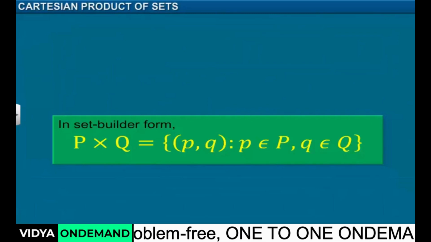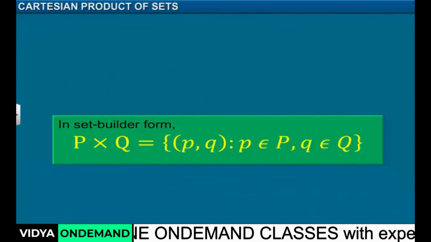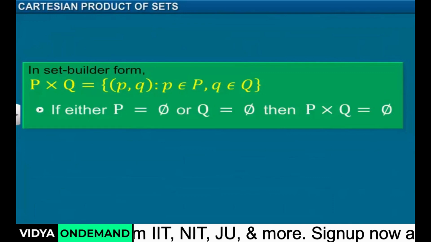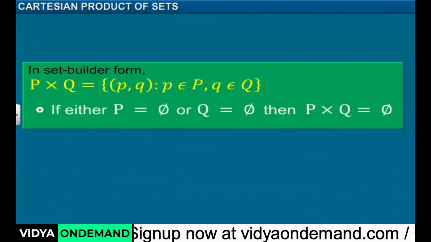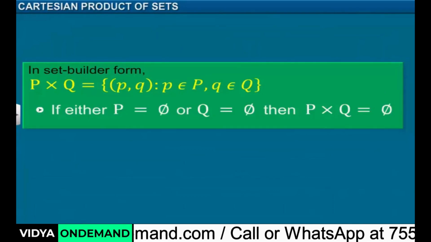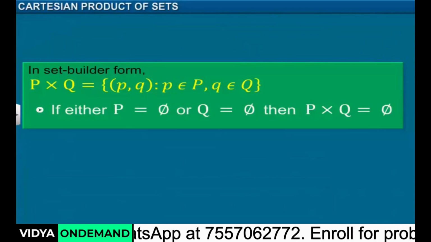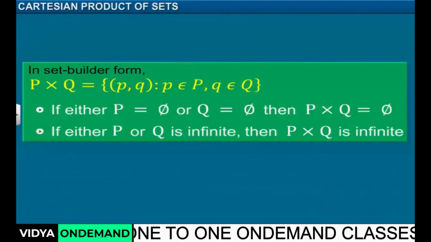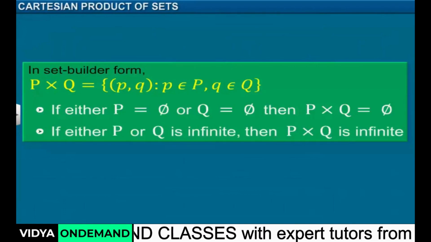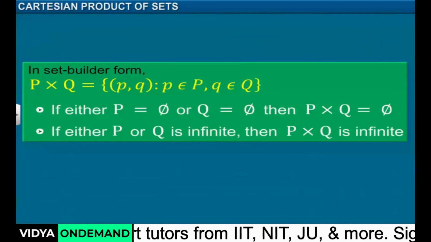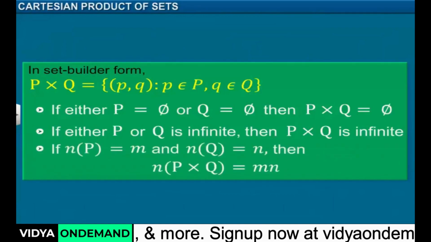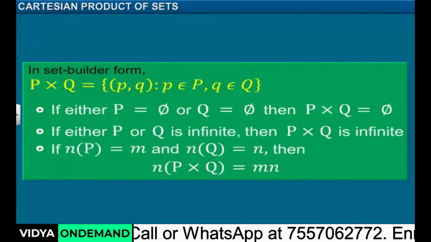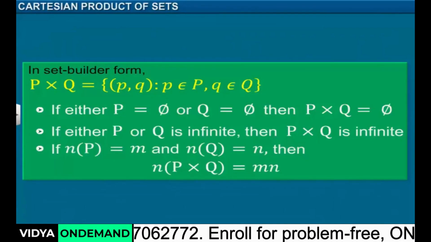If either of the sets P or Q is a null set, then the Cartesian product will also be a null set. On the other hand, if one of the sets is infinite, then the resulting Cartesian product is also infinite. If there are m elements in set P and n elements in set Q, then the total number of elements in the Cartesian product of P and Q is equal to m multiplied by n.